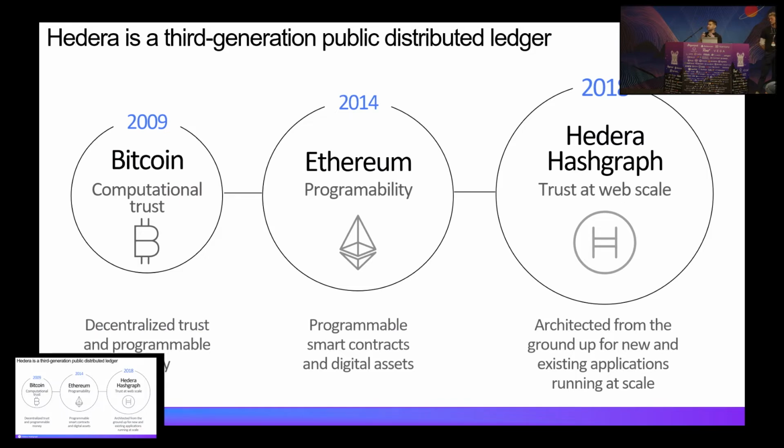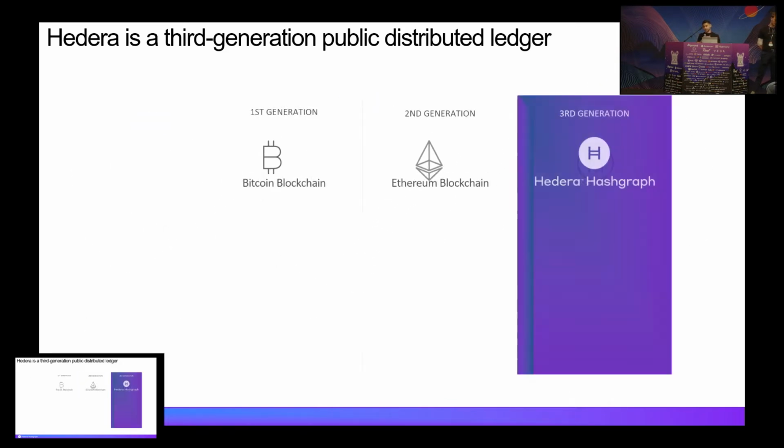So Hedera is a third-generation public distributed ledger. And it's built from the ground up to run applications at the scale that the web needs. And so you're familiar with Bitcoin. It introduced decentralized trust and programmable money back in 2009. The second generation was Ethereum, and that introduced programmable smart contracts and also digital assets.